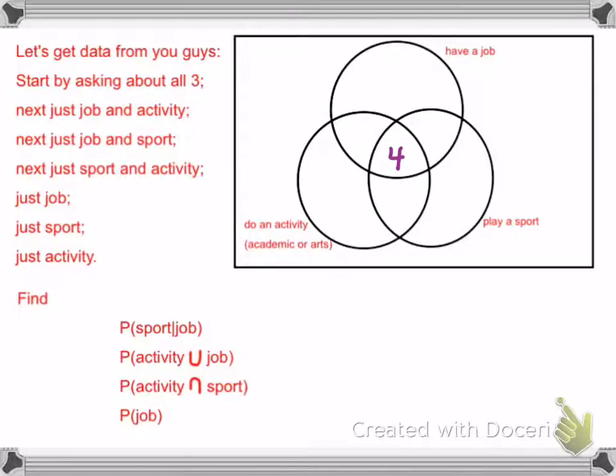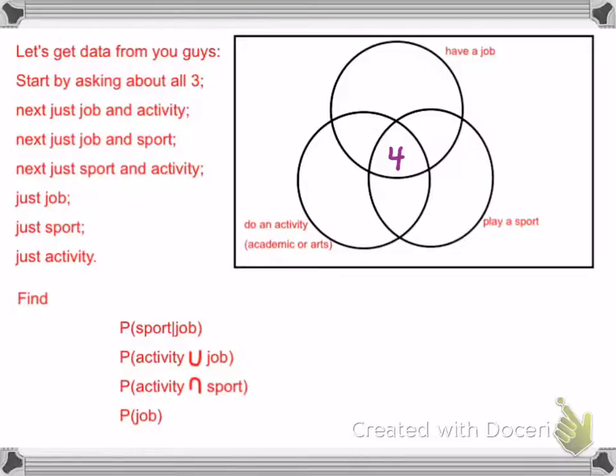So what happened was I started from the middle this time, and I think this is the better way to go about doing a Venn diagram. Start from the middle, work your way out. So I said, if you are a part of all 3 of these things, you have a job, you play a sport, you do an activity, go ahead and raise your hand. And there were 4 hands up in the air, so I put a 4 in the middle.